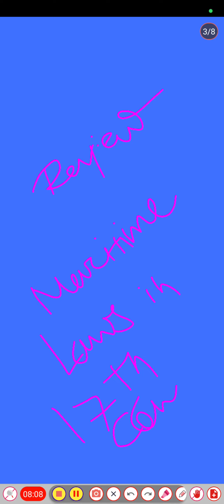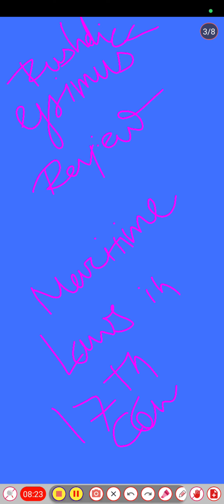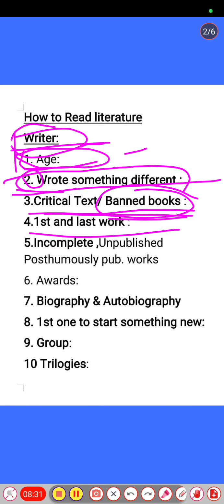Just like Rushdie, we know him for his Satanic Verses or Midnight's Children, but his first work is Grimus, that is by Rushdie. So first and last work is always important when you are reading any writer. We'll go to the next point. So the fifth point that we have is incomplete and unpublished works.